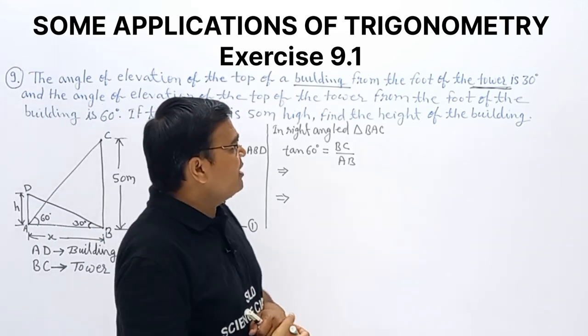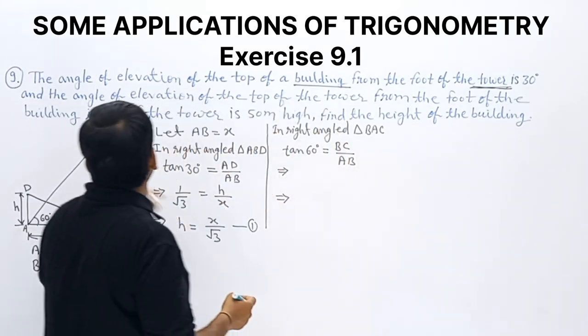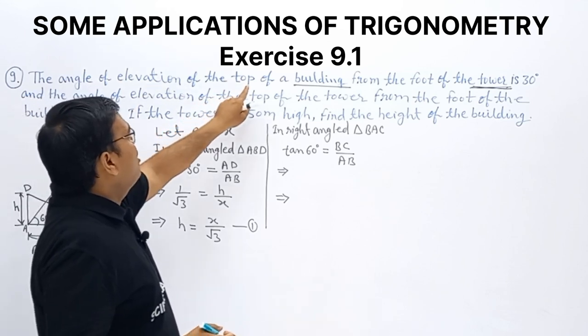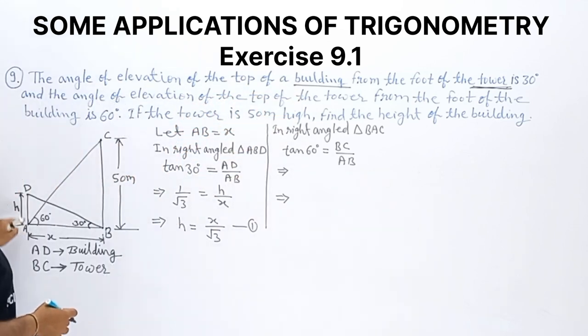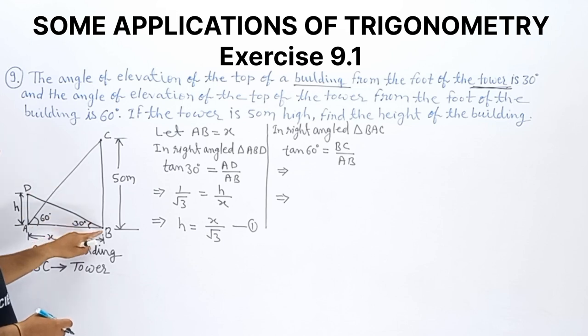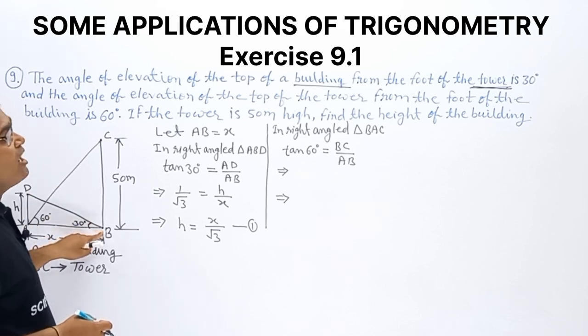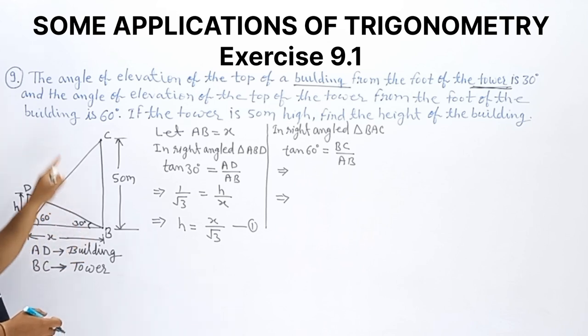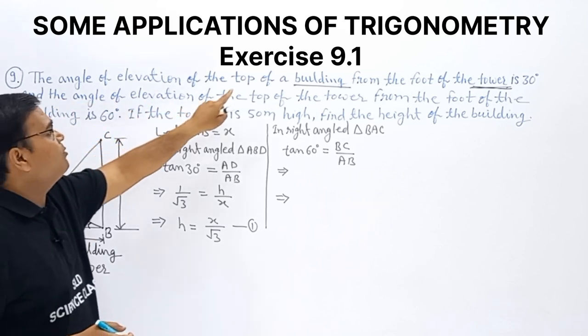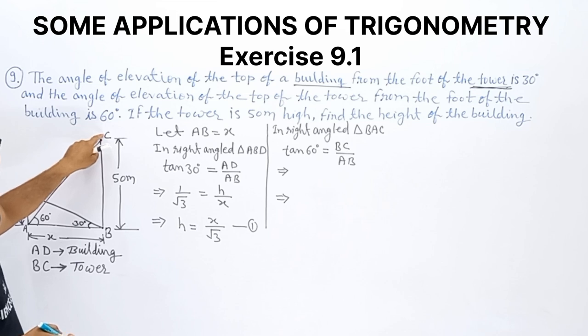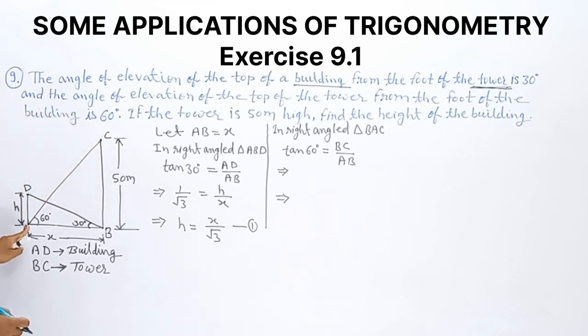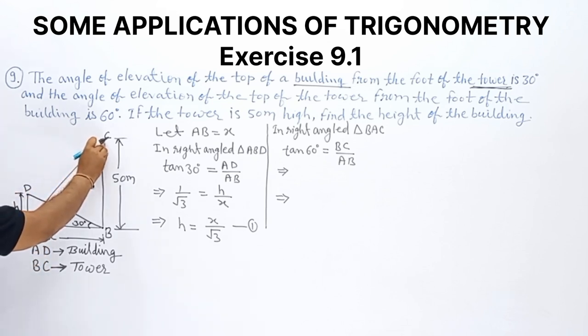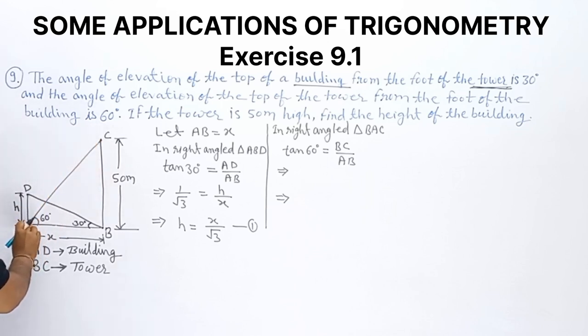So we have two things, one is the building, one is the tower. In the first sentence, we have the angle of elevation of the top of a building from the foot of the tower, which is 30 degrees. And in the second sentence, we have the angle of elevation of the top of the tower. The top of the tower is this point, and its angle of elevation from the foot of the building is 60 degrees. This is given in the question.